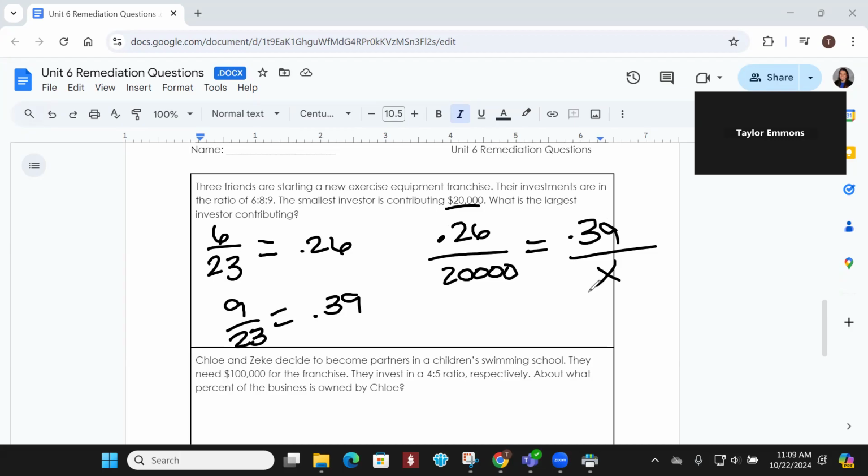Now, there's a couple different ways you could have done this. You could have done this the long way. In my second block, I lost them though. So I would suggest setting it up like this. All right, so go ahead and do that. So you would cross multiply and then divide by 0.26. And you should get something along the lines of x equals 30,000.